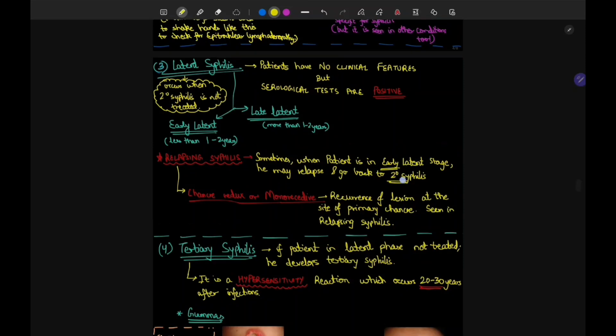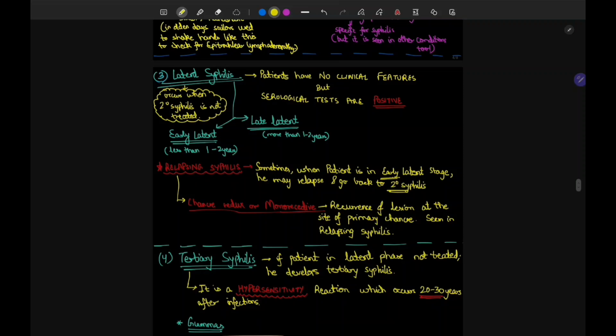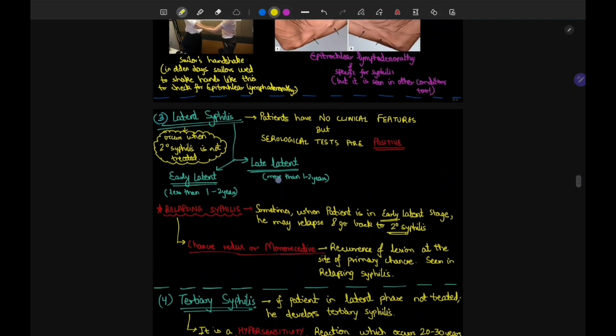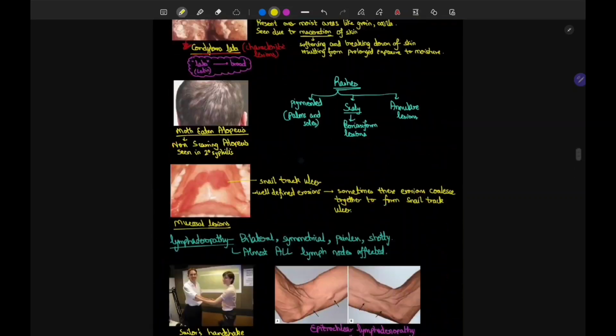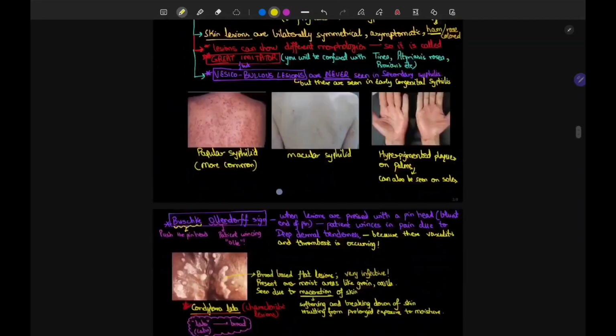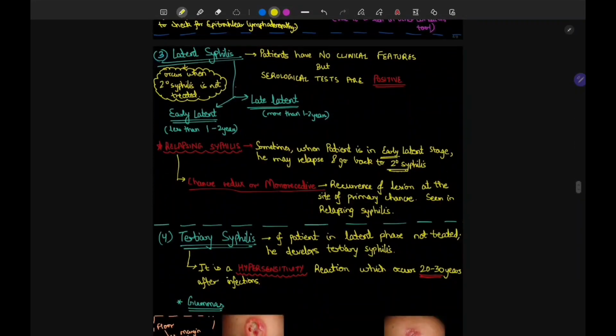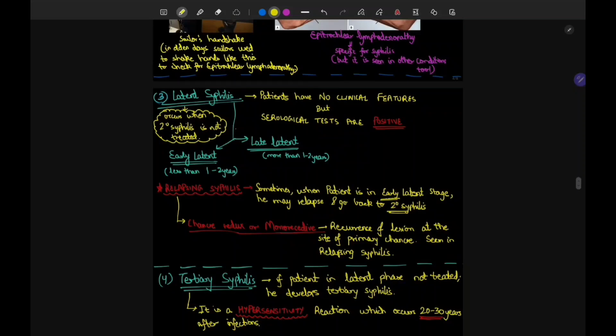And what's relapsing syphilis? Relapsing syphilis means if a person is in early latent stage, he may relapse and go back to secondary syphilis. Like if a person is having latent syphilis and his body relapses and goes back to the previous stage, this secondary syphilis stage, then we'll say that it's relapsing syphilis. And in relapsing syphilis, you will find chancre redux or monorecidive, recurrence of lesion at the site of primary chancre.